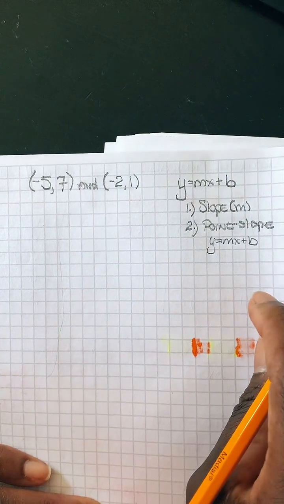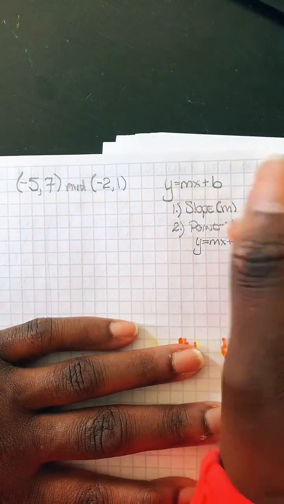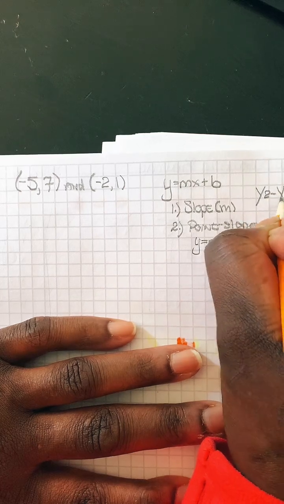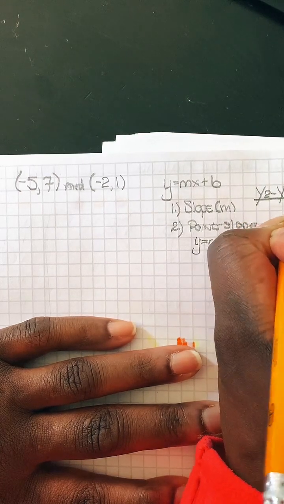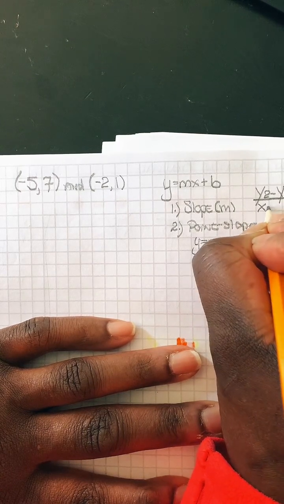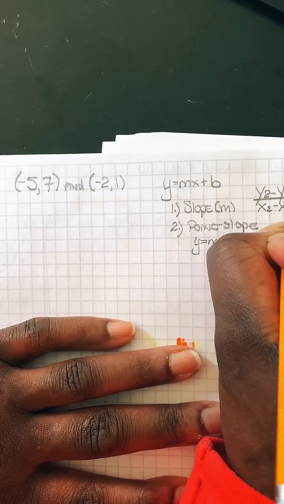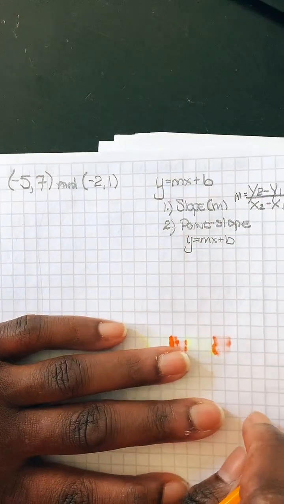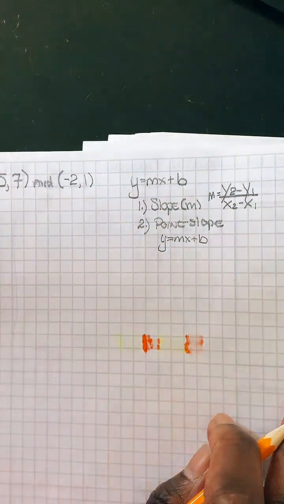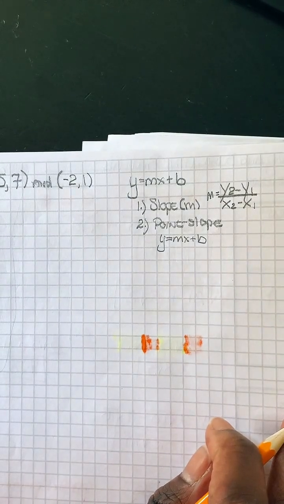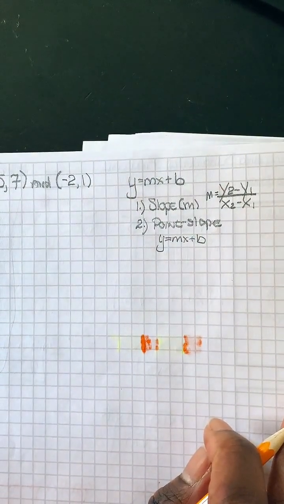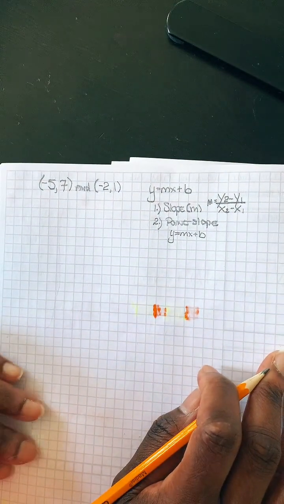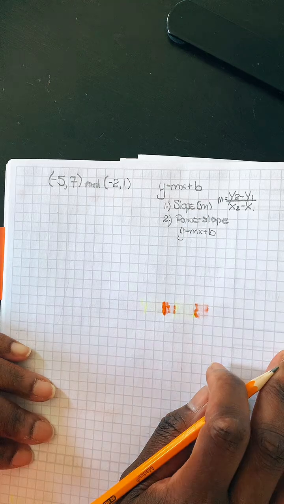Okay, yep. So you have your y2 minus y1. So it's always the difference of the y's over the difference of the x's. Just so I can fit on the page.